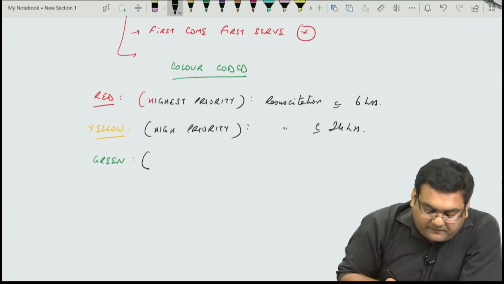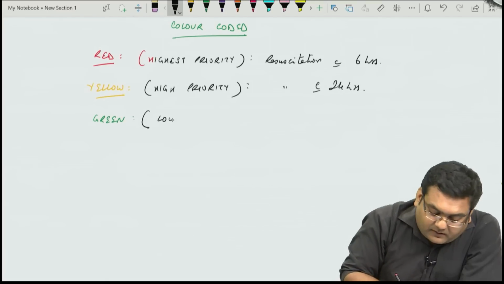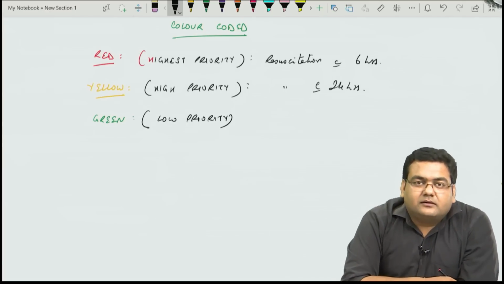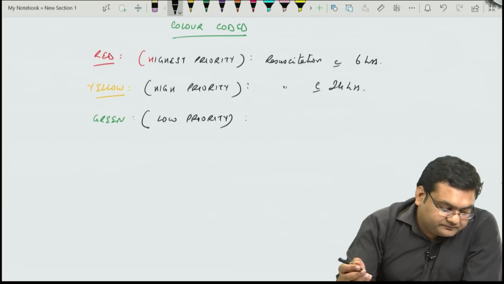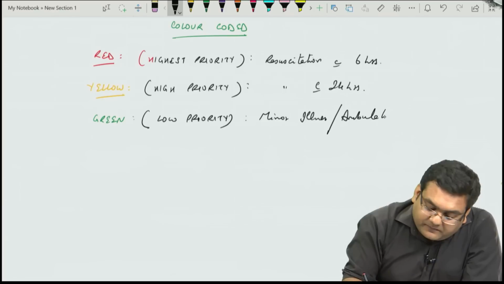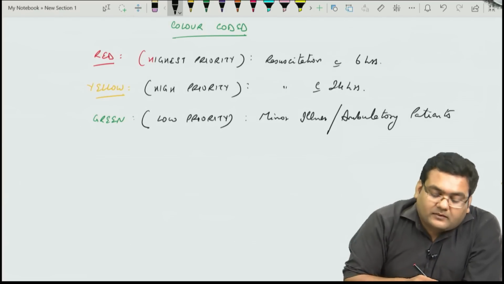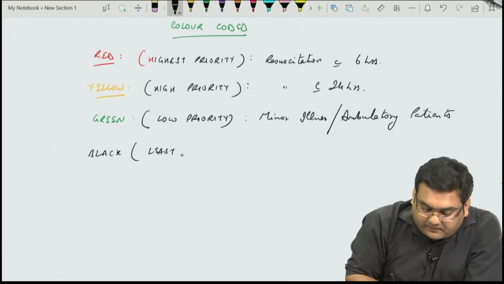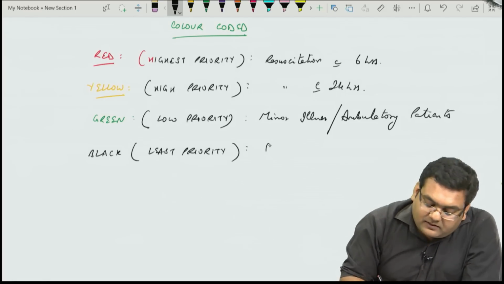Third becomes green, which forms low priority. They are having minor illness or are ambulatory patients. And fourth is black. Least priority. These are dead or moribund patients.